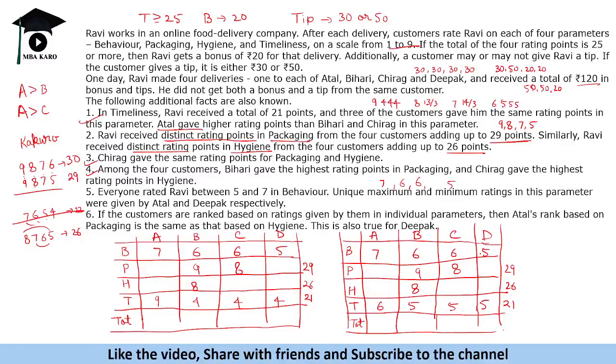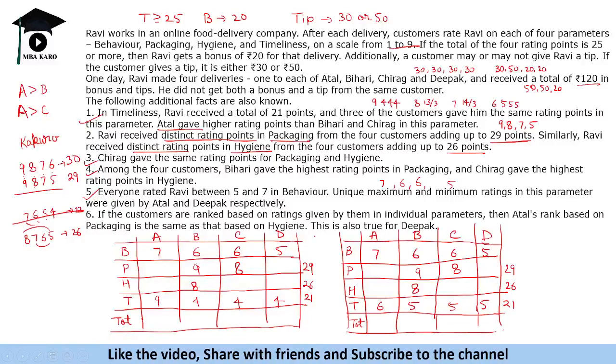One just needs to understand the simple statement of unique maximum and minimum. It says 5 to 7 points there: minimum is 5, maximum is 7, and it has to be unique. So this is 7 and 5 by Atal and Deepak. The remaining 2 will give 6 points each. Okay, so this is done. All right, then we are given that if the customers are ranked based on ratings given by them in individual parameters, Atal's rank based on packaging is the same as based on hygiene.